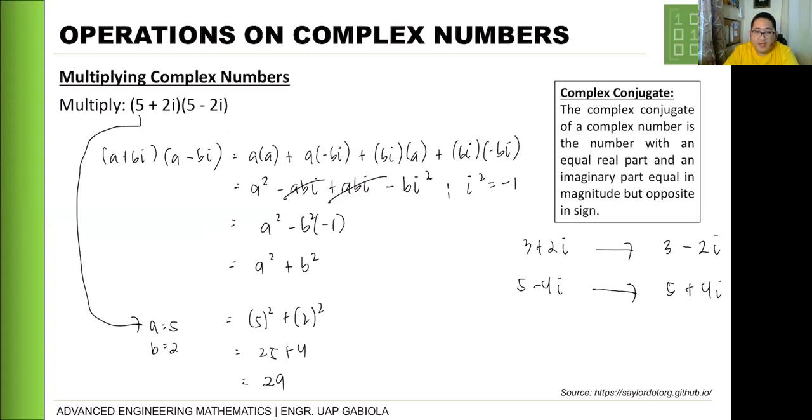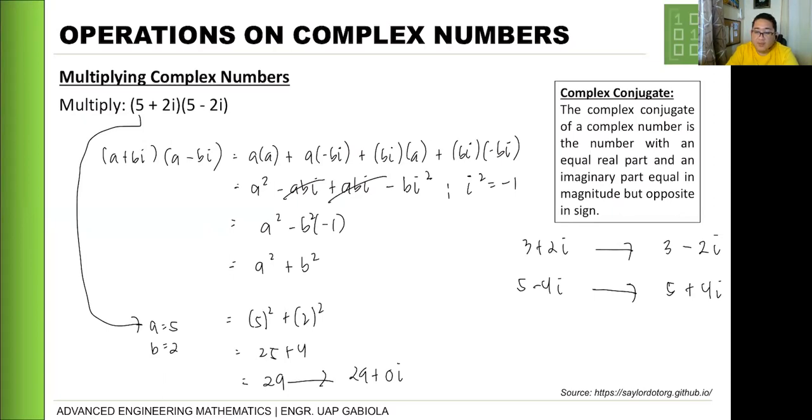So, ibig sabihin yung naging sagot natin is a real number. Or kung gusto mo i-change to standard form, we have 29 plus 0i. Okay? So, ibig sabihin pag nakakita kayo ng complex conjugate, kahit gawin nyo is a squared plus b squared na lang, automatic yung solution. Right?